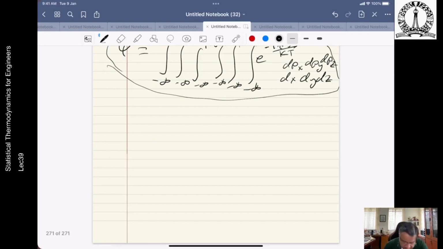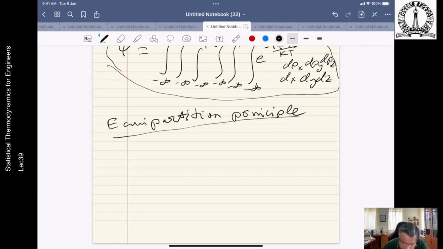So let's write what the equipartition principle is. Each independent pure quadratic momentum or position term in the classical energy of a particle contributes RT by 2 to the thermodynamic internal energy, and R by 2 to the heat capacity per mole.